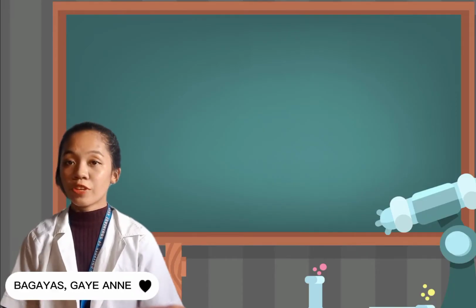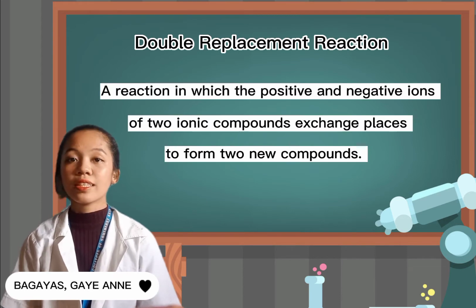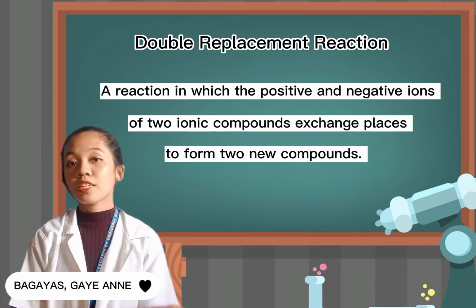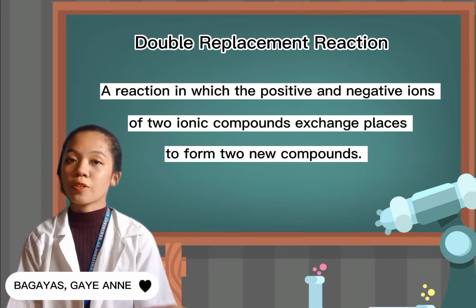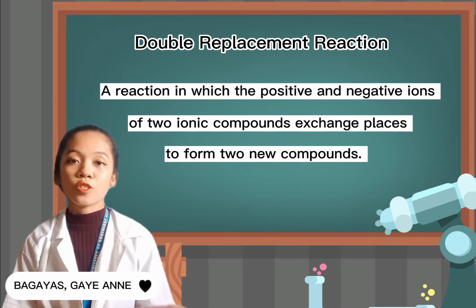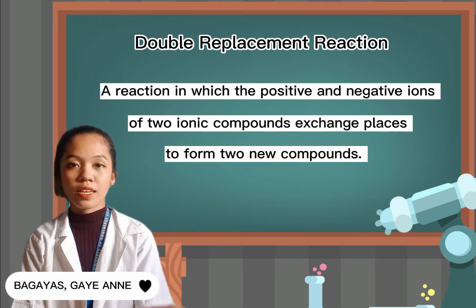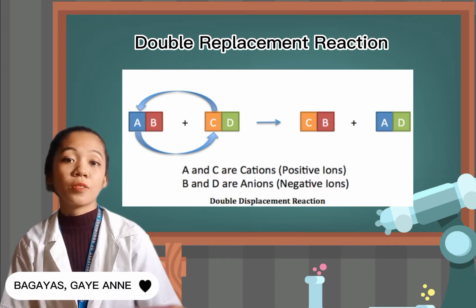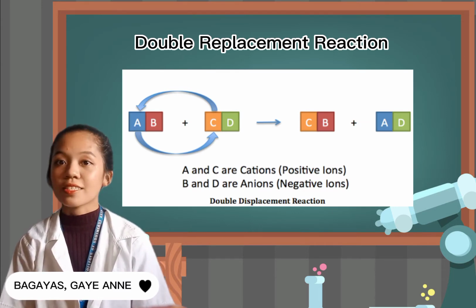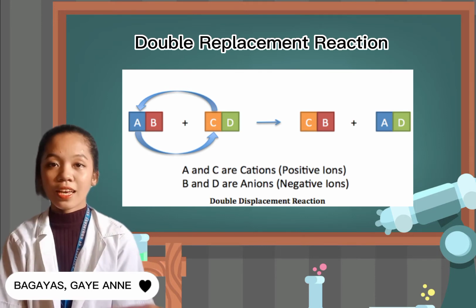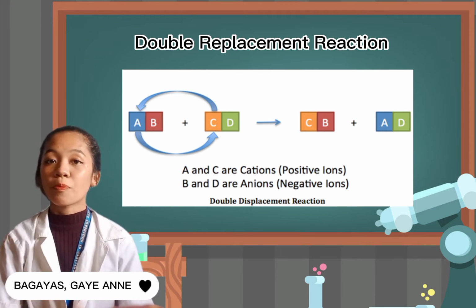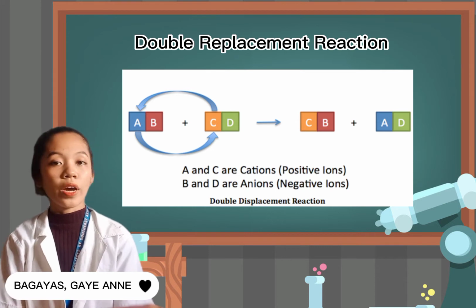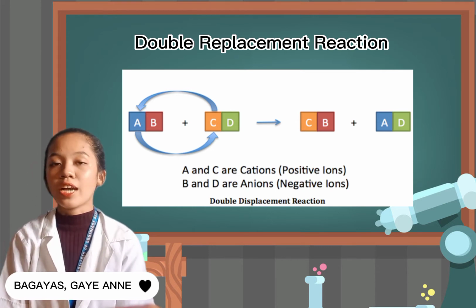Another type of chemical reaction is the double replacement reaction. It is a reaction in which the positive and the negative ions of two ionic compounds exchange places to form two new compounds. The general form of a double replacement, also called double displacement reaction, is this. In this reaction, A and C are positively charged cations, while B and D are negatively charged anions.